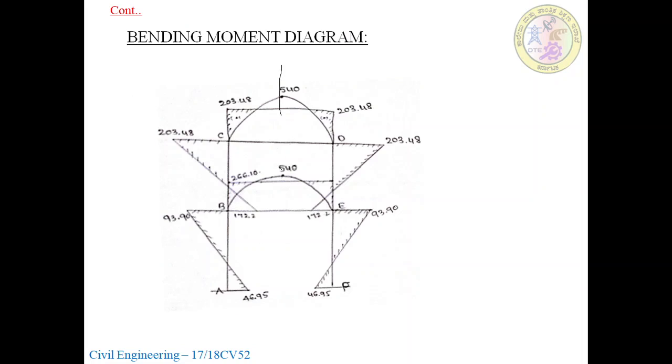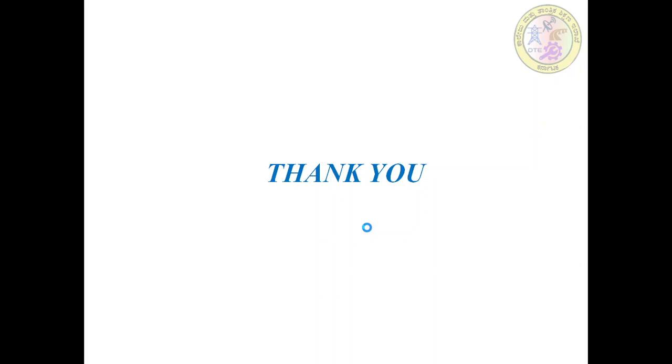So this will be the symmetry. We are calculating the left hand side values, and directly we can put the right side values because it is symmetrical. Whatever value is at the left side, from the symmetry, the same value will be at the right side. So this will be the bending moment diagram. Thank you.